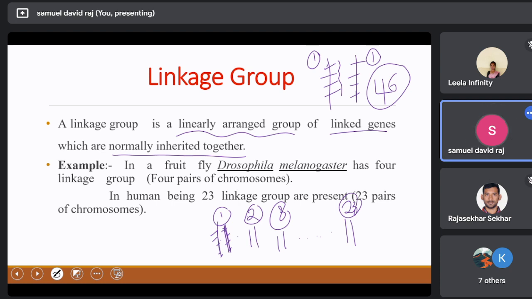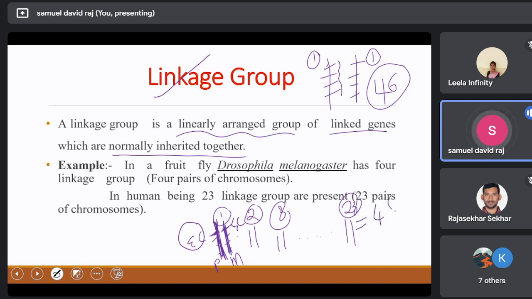Why? Because these are the first pair of chromosomes. On the first locus, there is a gene for eye color from the paternal side. And on the maternal side also, on the first locus, there is a gene for eye color. Whether it be black or brown, both genes are responsible for only one character. So, with respect to character, though there are alternate forms, the character is only one. So, we consider only one chromosome out of a pair when we count the linkage groups, but not the other one.